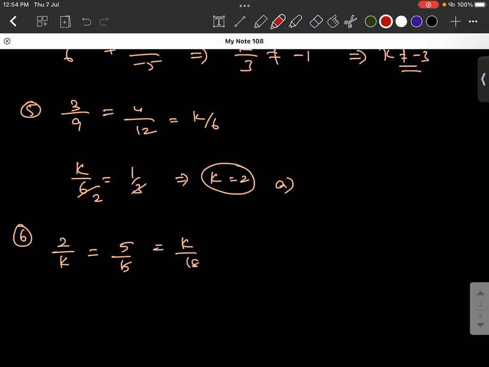So how to do the sixth one? 2 by k is equal to 5 by 15 is equal to k by 18. Take any one of the unknowns and equate it. So it is equal to 1 by 3, so k is equal to 6. So option B.